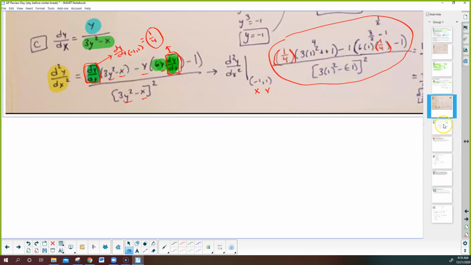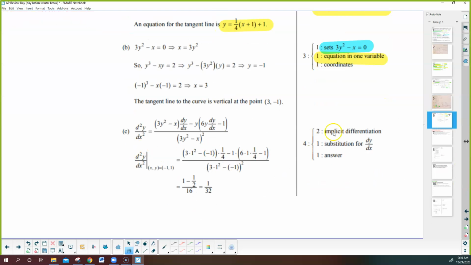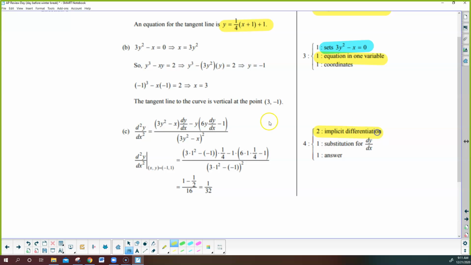And by the way, I will post this on Notes, so you can always go back and check. I do want to show you how they would grade this problem. So it's a 4-point problem. You got 2 points for setting up the correct implicit differentiation. So if you did the quotient rule, now their order is a little bit different than ours. The dy/dx, we put it out here in front, but that's okay. It's all equivalent.